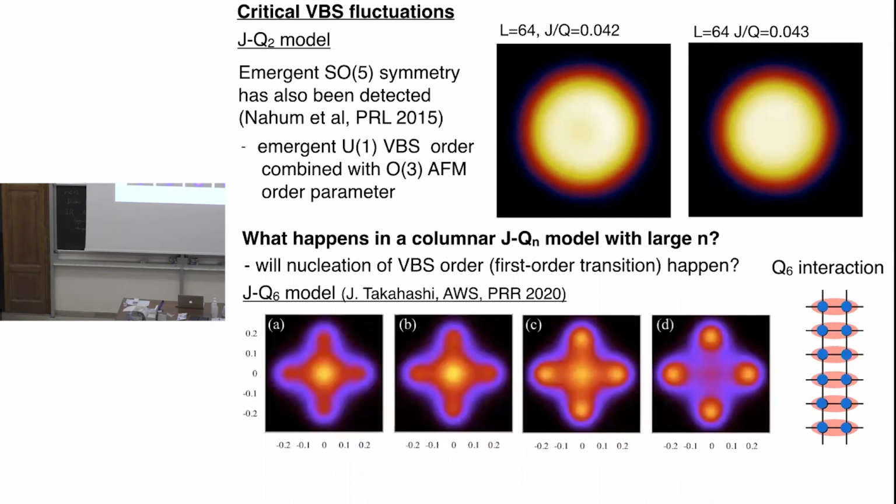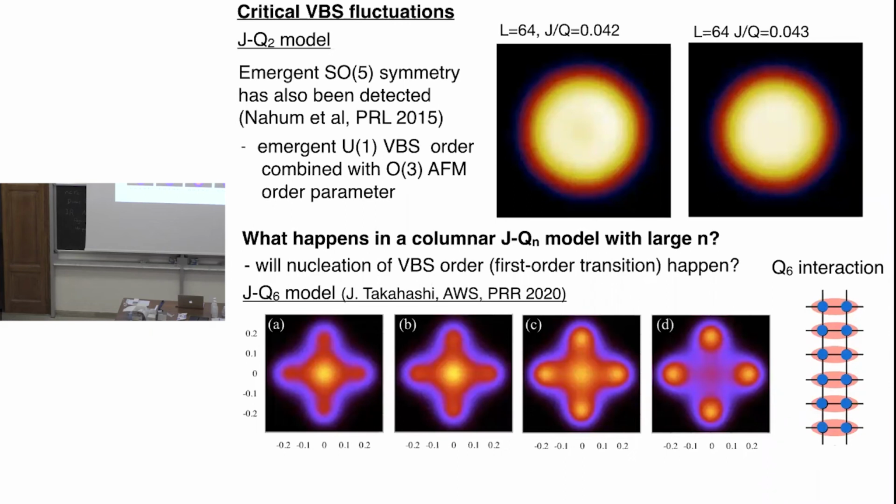And now in the JQ6 model, you also have a Néel to VBS transition. But in that case, a very strong first order one. And now you really see the coexisting order parameters, as I indicated here. If you have a scalar order parameter, you would have 3 peaks. In this case, if you have a Z4 VBS and an AFM, which of course doesn't have any VBS order, then you should start to see 5 peaks, 1 in the middle and 4, the kind I talked about before.